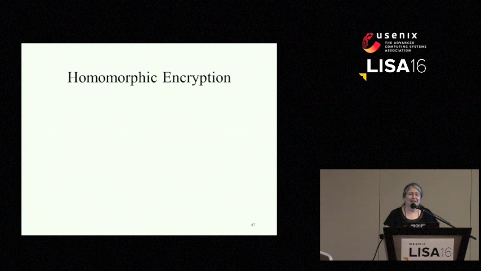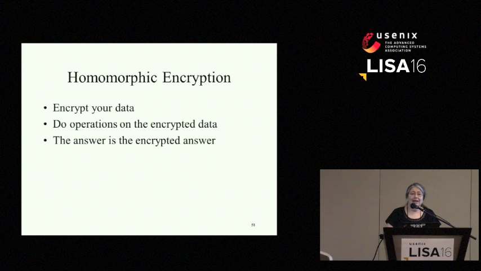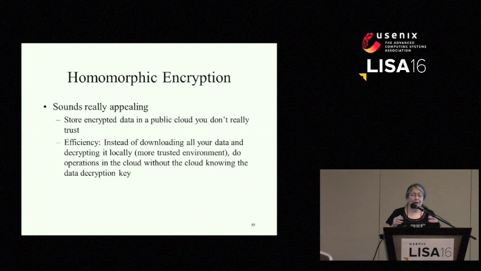Okay, so homomorphic encryption. The idea is you encrypt your data and you do operations on the encrypted data, and the answer is the encrypted answer. So this way, it sounds great. You can store your encrypted data in a public cloud that you don't really trust. And instead of downloading all of your data into a more trusted environment to do the computation, you can actually do the computation in the cloud.